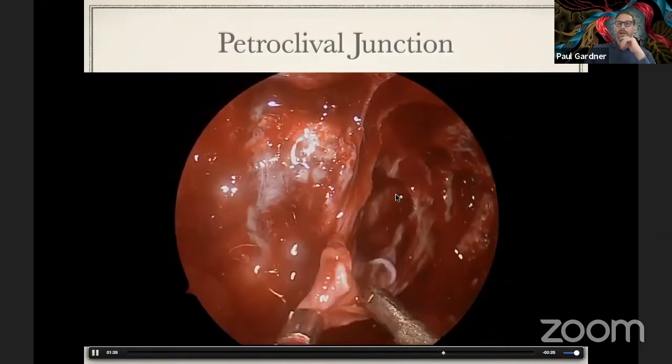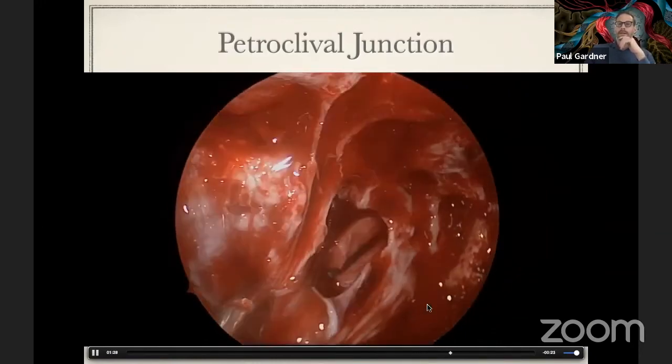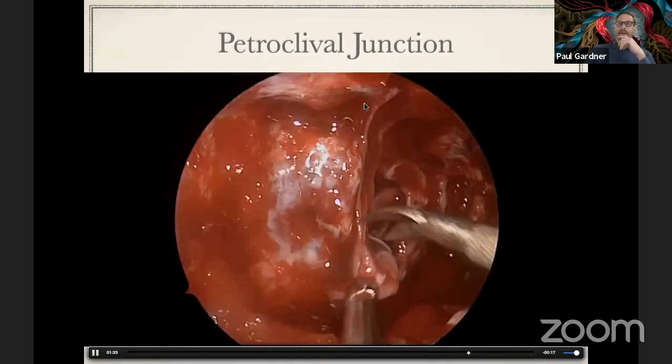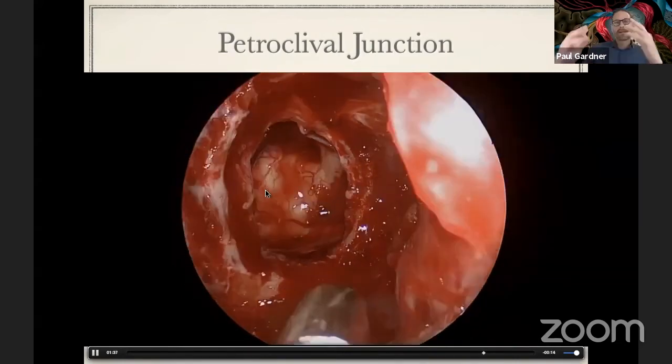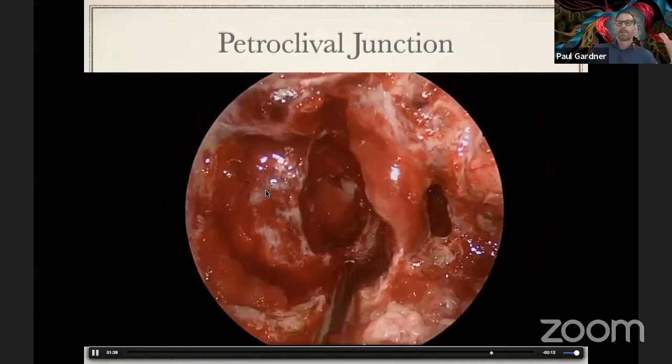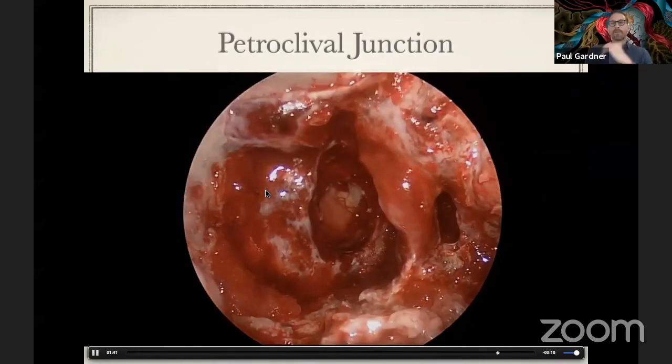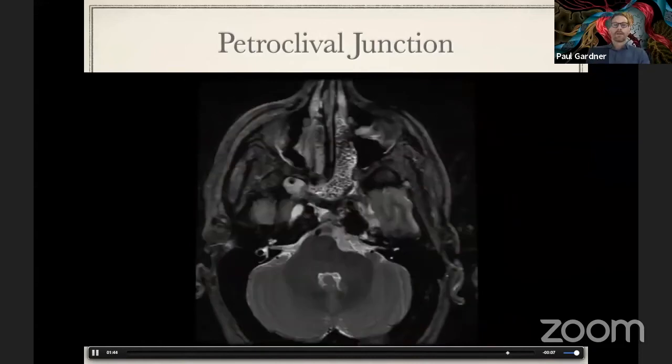removing dura below the porus. And we'll see the fifth nerve come into view at the end. Here we see the fifth nerve going out into the porus trigeminus. So the exact same kind of view as we have from that open approach, but better access to the clival region as opposed to access to the IAC.